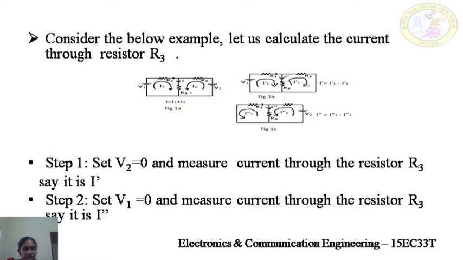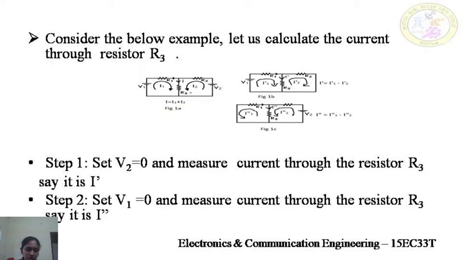As shown in figure 1b. In step 2, replace V1 by short circuit and reconnect V2 to its original position and measure the current through the same resistance R3 and say it is I double dash, as shown in figure 1c.